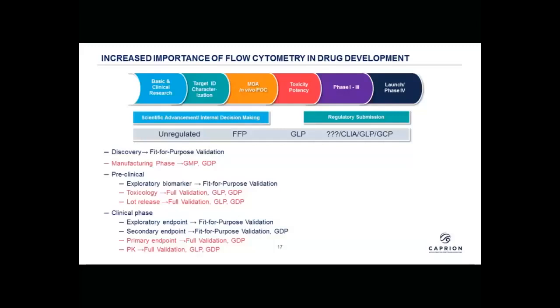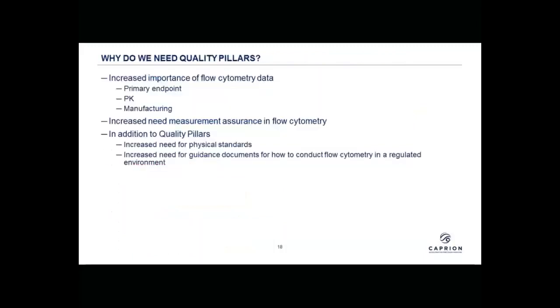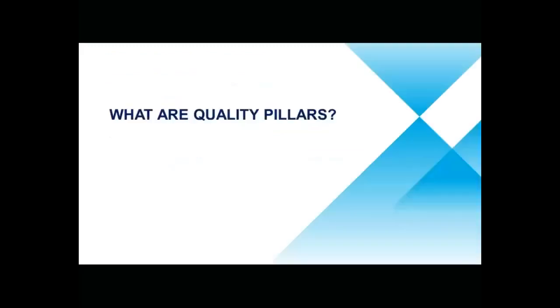And you'll notice that I have here good documentation practices under all of these. And in addition to how we run our assays, we need to make sure that we now document everything appropriately. So this is why we need quality pillars. And in addition to quality pillars, we need measurement assurance. And we also need physical standards and guidance documents for how to conduct flow cytometry in a regulated environment. And these last 2 points, I will give you a brief update at the end of the webinar.